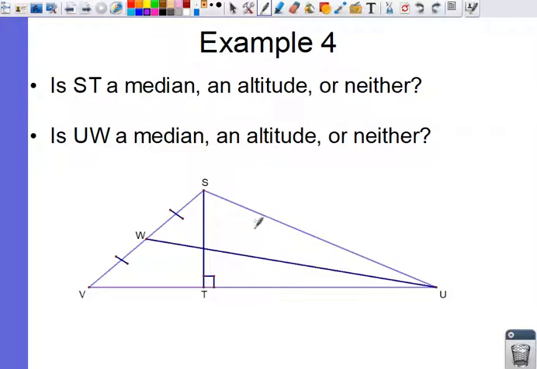And the altitudes are always perpendicular. So ST, median and altitude are neither. If we look at ST, it's perpendicular. It's not to a midpoint or anything crazy. So it has to be an altitude. And then UW goes from a vertex to the midpoint of the opposite side. So that's a median.